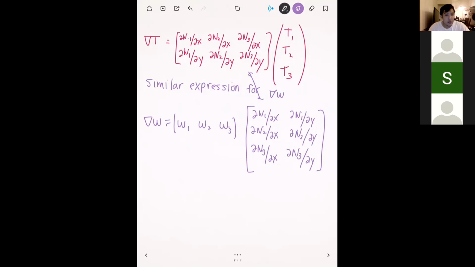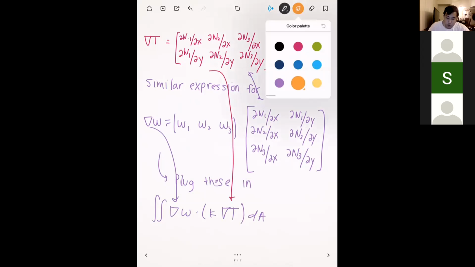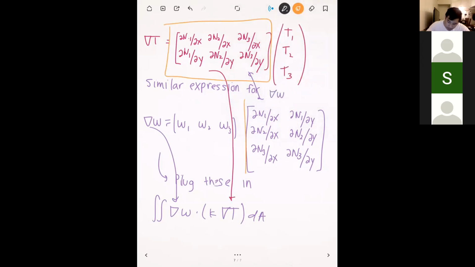Once we have these, we can plug them into our integral with our shape function derivatives. Just to remind you, the integral looks like the following. We have the double integral of grad W multiplied by K times grad T, dA. Grad W is going to go right here, and then grad T is going to go over here. What we'll get in the end is the multiplication of these two shape function matrices, and by multiplying these two, we're going to end up with a 3x3 element stiffness matrix.